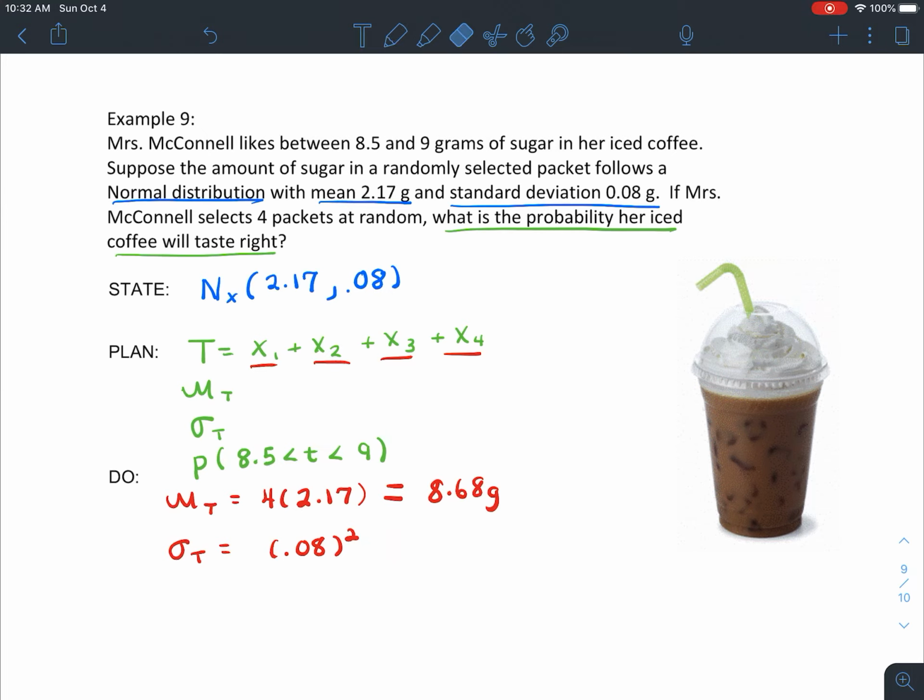Keep in mind when we're combining random variables, to get the standard deviation, we should technically be combining the 4 variances. So we could string these along 4 times in a row, or I could simply multiply the variance by 4, and then to get back to the standard deviation, I'm going to take the square root of that. So I get 0.16 for the standard deviation of T.